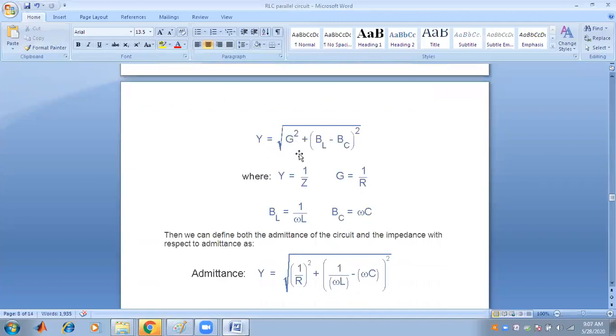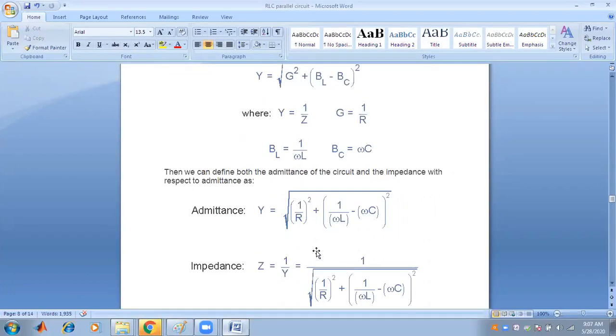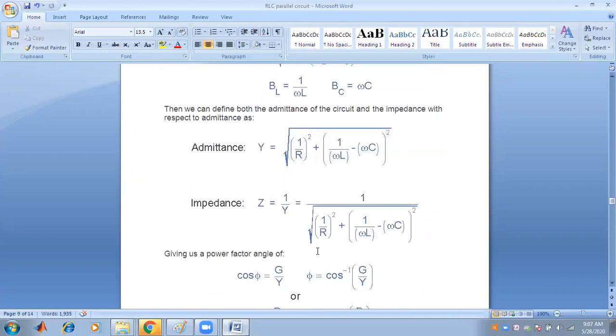So the Y value is root over G square plus (BL minus BC) square. Putting BL equal to 1 by omega L and BC equal to 1 by omega C, the admittance is found to be root over 1 by R square plus (1 by omega L minus omega C) whole square. So Z equal to 1 by Y, which is 1 by root over 1 by R square plus (1 by omega L minus omega C) whole square.